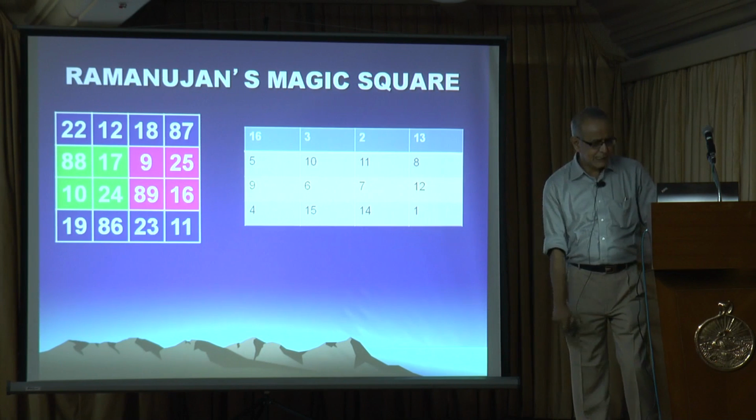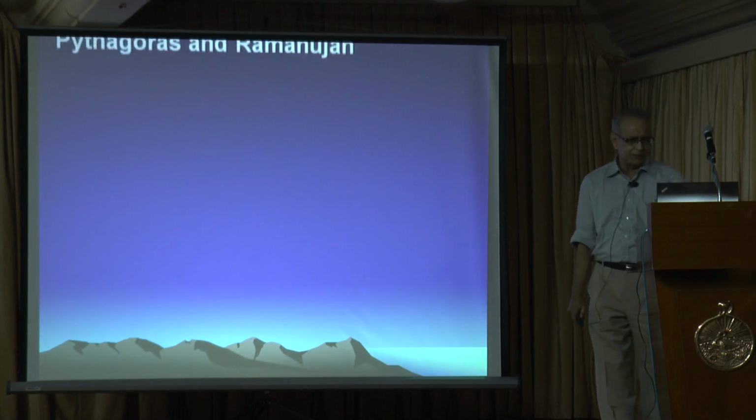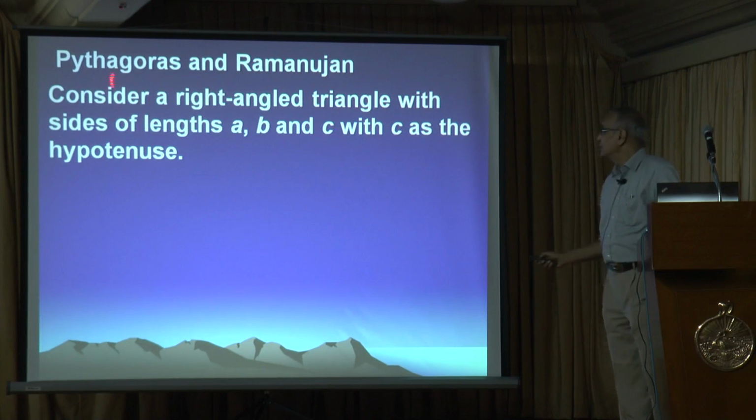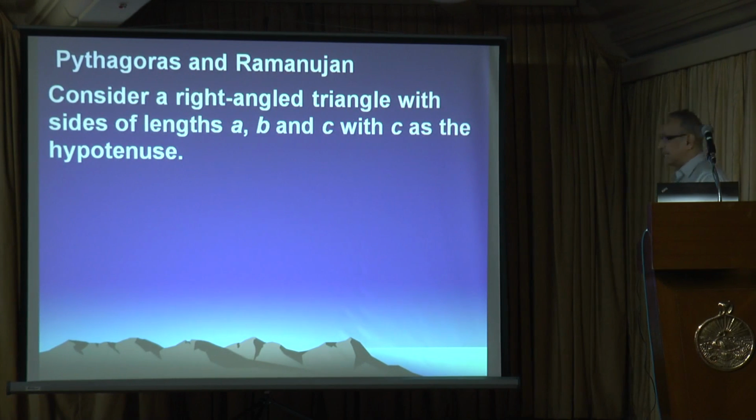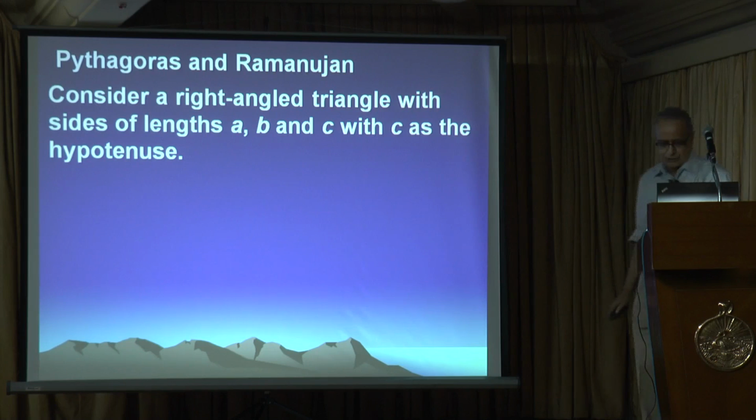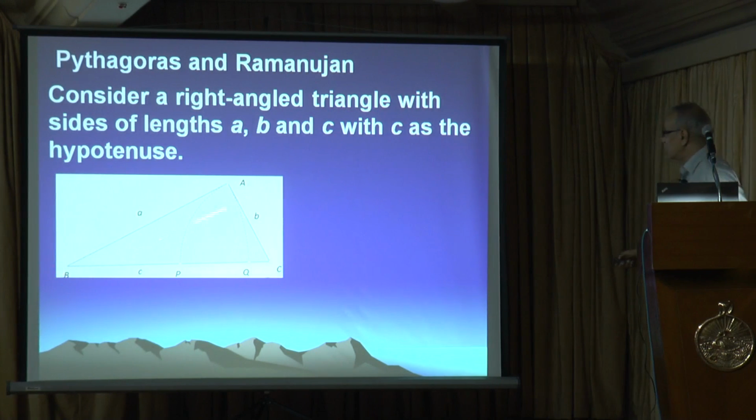Now let us see again Ramanujan's intuitive leap. We all know Pythagoras theorem, and Ramanujan did something with that. Ramanujan didn't do much work in geometry, and this work also, as you see, is not geometry, but it starts with geometry. Suppose we have a right angle triangle ABC. This is the hypotenuse, and this angle is 90 degrees. The lengths of the sides are A, B, and C. We all know Pythagoras theorem that C squared is A squared plus B squared.